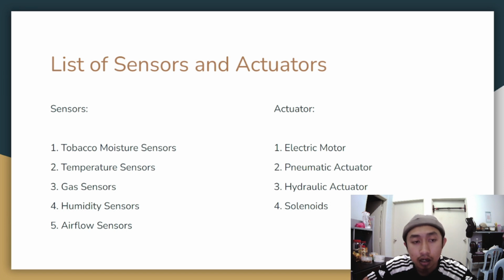These sensors and actuators were analyzed based on the process of making tobacco for the brand Goro.